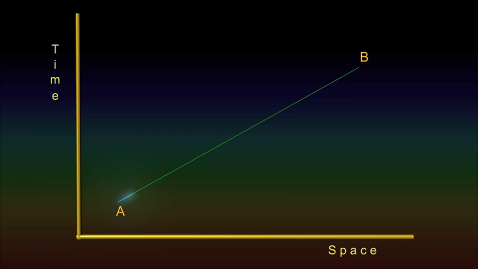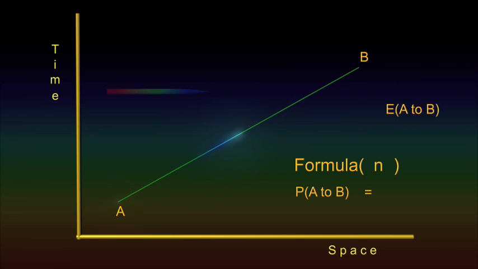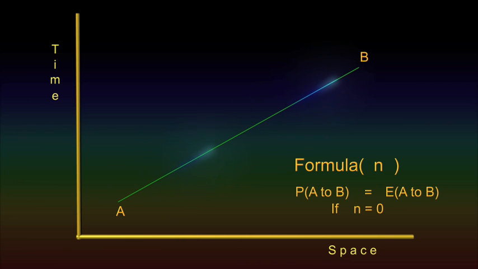In the second basic action, an electron goes from point A to point B. Let's call the amplitude for this action E, A to B. Notice electrons are represented as straight lines. The formula for the amplitude of this action includes a very special number called n. And it's interesting to note that the formula for P, A to B, a photon going from point A to point B, is the same as E, A to B, an electron going from point A to point B, if n is set to 0.